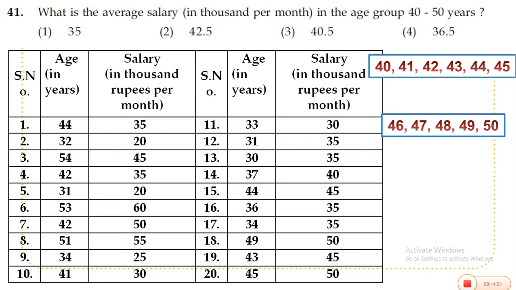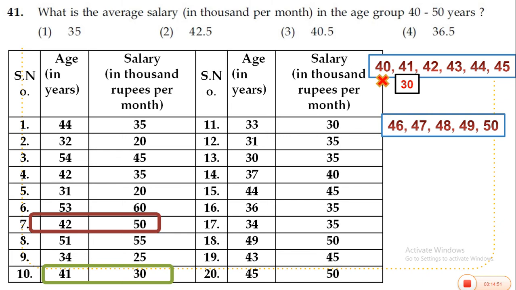Find out whether there is anyone in this list with the age 40. If you go and check, there is nobody in this list with the age 40. And you have to find whether there is anyone with the age 41. You find that roll number 10 has the age 41 and a salary of 30,000. For solving this question, find those people of those ages and just find their salary. Age 41 has a salary of 30,000. Age 42 is there, roll number 7, and remember roll number 7 is 42 years of age, and roll number 4 is also 42 years of age.